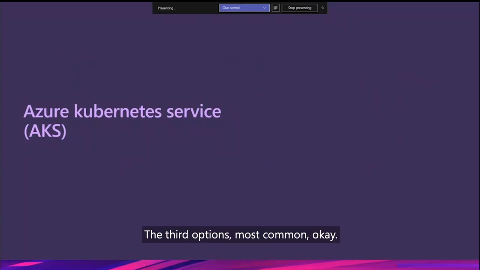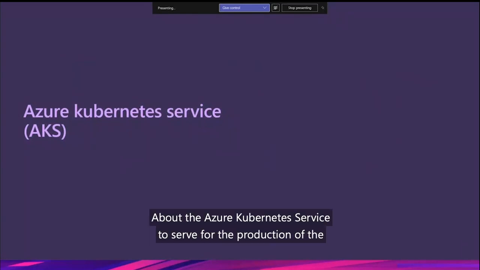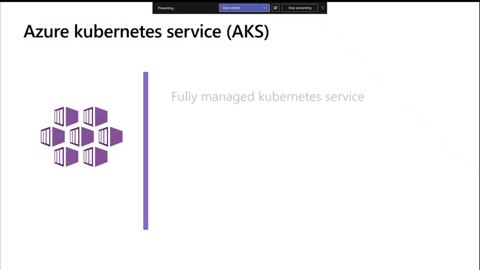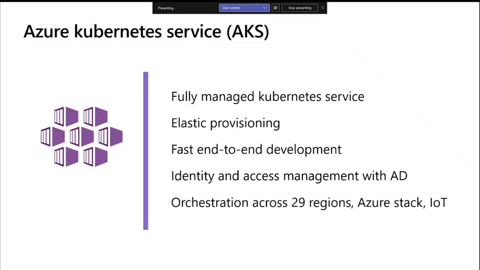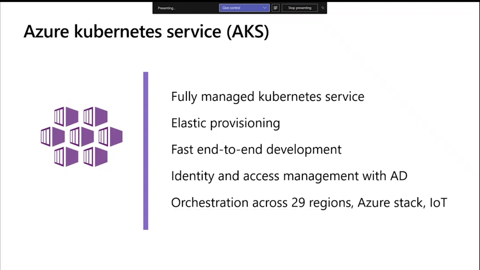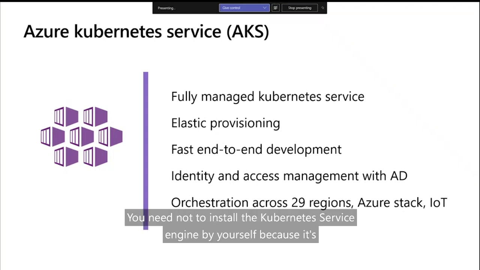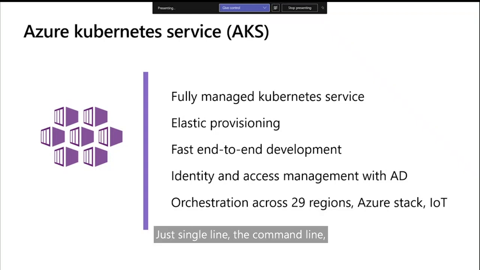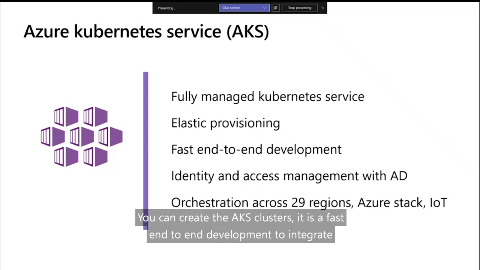The third option, most common, okay, is Azure Kubernetes Service to serve production applications. AKS. So it's a fully managed Kubernetes service by Microsoft. You need not install the Kubernetes engine by yourself because it's fully managed. Elastic provisioning, with just a single command line, you can create AKS clusters.